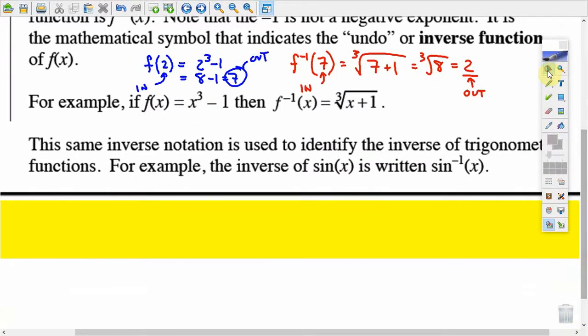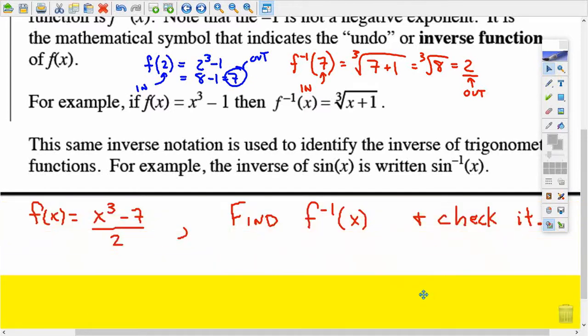And to leave you off today, guys, I have another little problem for you. If f of x equals x cubed minus 7 over 2, then find the inverse function. And I want you to check it the same way that I checked the problem up there.